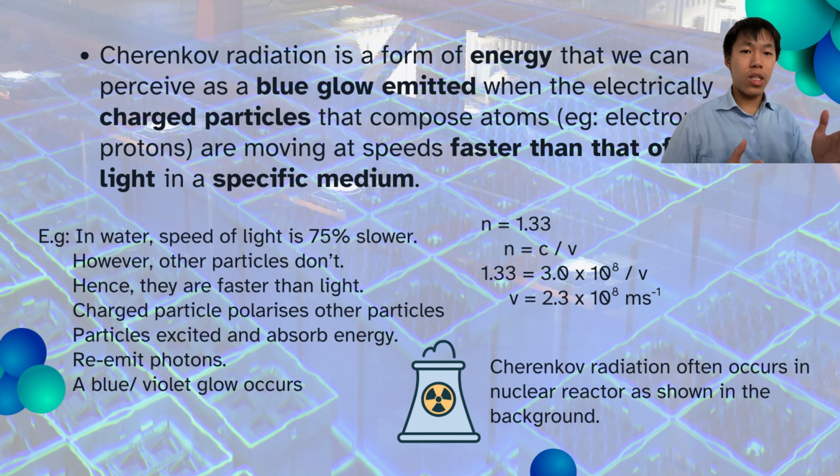As shown in the presentation here, you can see my calculations. So if in the water, in that specific medium, the speed of particles is faster than the speed of light in that medium, hence a blue glow light will be emitted. This is due to the physics concept where a charged particle polarizes other particles, the other particles get excited and absorb energy, and then they re-emit the energy in the form of photons, and the photons are why the blue or violet glow occurs.